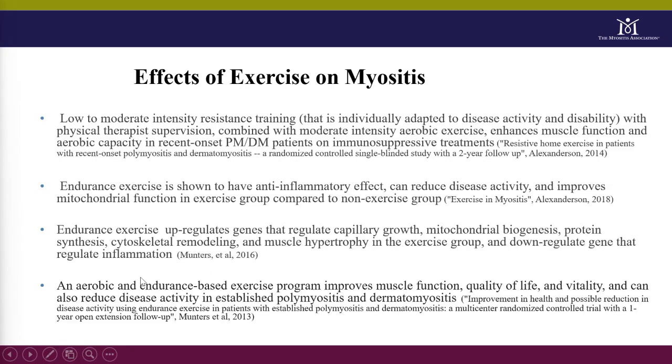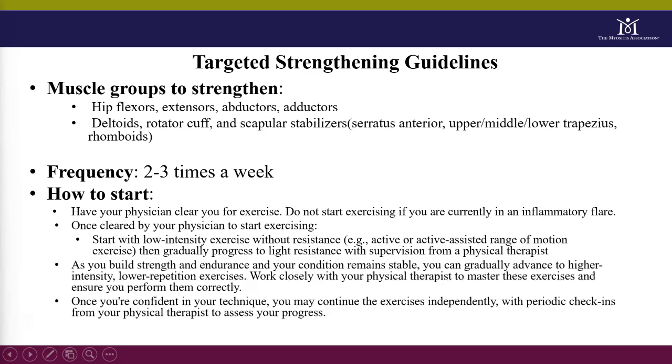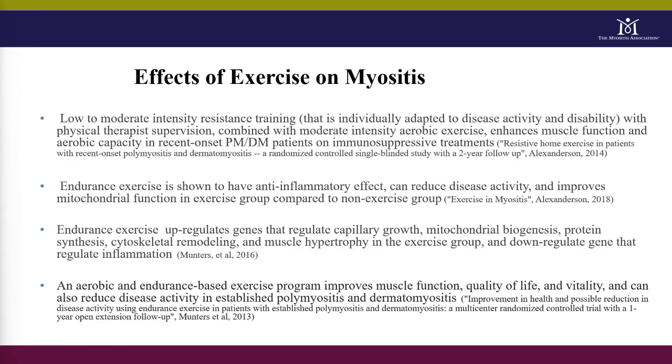This is another exercise study by Manters and his group in Sweden, which highlighted the benefits of an aerobic endurance-focused exercise program for established patients with PM and DM. So the patients in this study engaged in 1-hour sessions of stationary bike 3 times a week under the supervision of a physical therapist. And that led to improvement in muscle function, enhanced quality of life, and reduced disease activity.